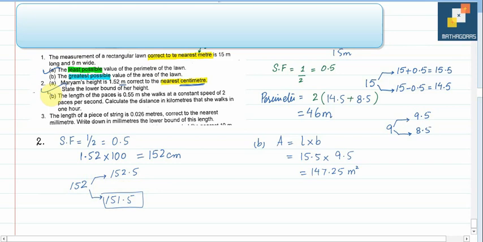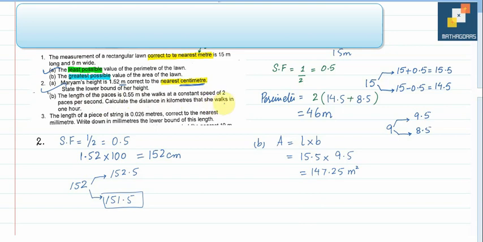For the next part, the length of the paces is 0.55 meter. She walks at a constant speed of 2 paces per second. Calculate the distance in kilometers that she walks in 1 hour. Alright. What values do we know? We know that she walks at a speed of 2 paces per second, and the length of the pace is 0.55 meters.